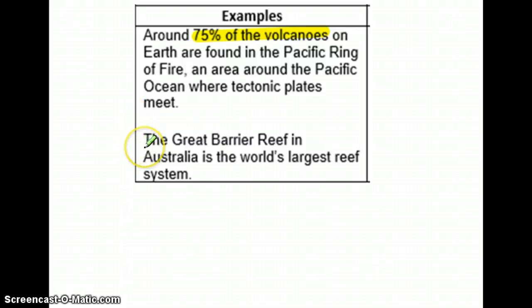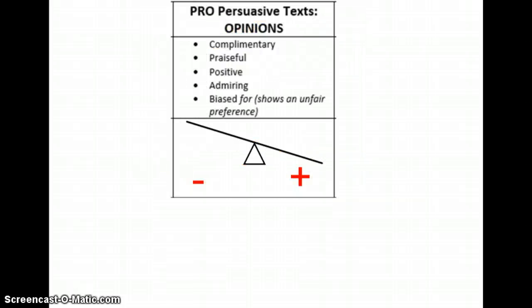The second passage, the Great Barrier Reef in Australia is the world's largest reef system. This right here is another fact, largest reef system. It doesn't say the best reef system. It doesn't say the worst reef system. It says the largest. That's something we can prove. So we can tell that both of these examples have a factual, objective, or neutral tone.